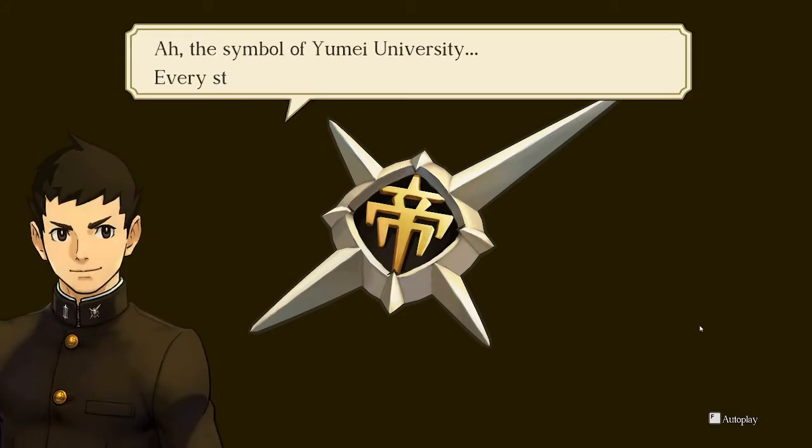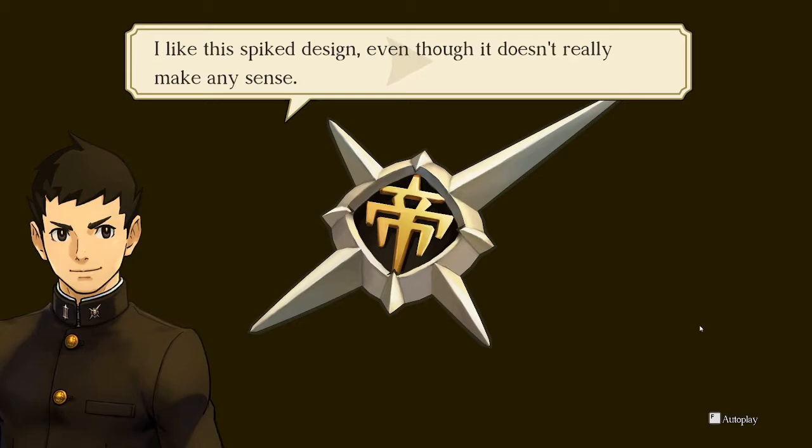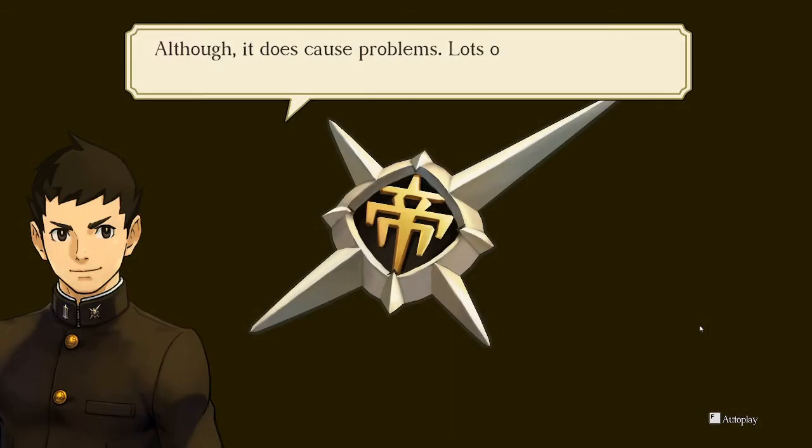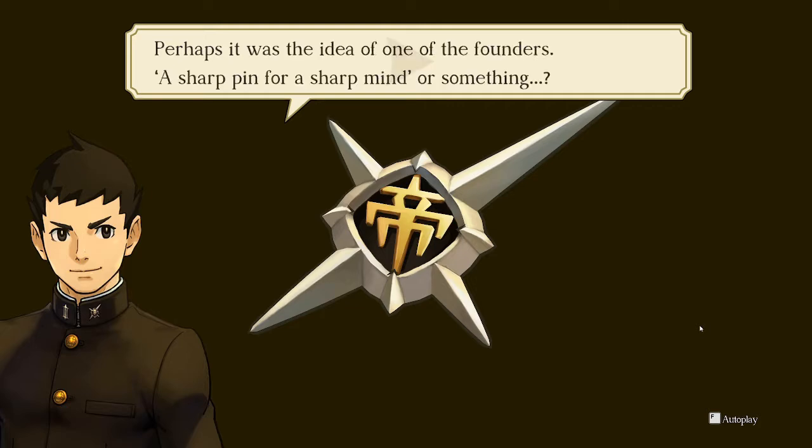Oh, the symbol of Yume University. Every student wears this pin with pride. It's funny, but most emblems seem to be either round or rectangular. I like the spiked design, even though it doesn't really make any sense. Although it does cause problems, lots of students end up cutting their fingers on their badges. That was the idea of one of the founders, a sharp pin for a sharp mind or something.